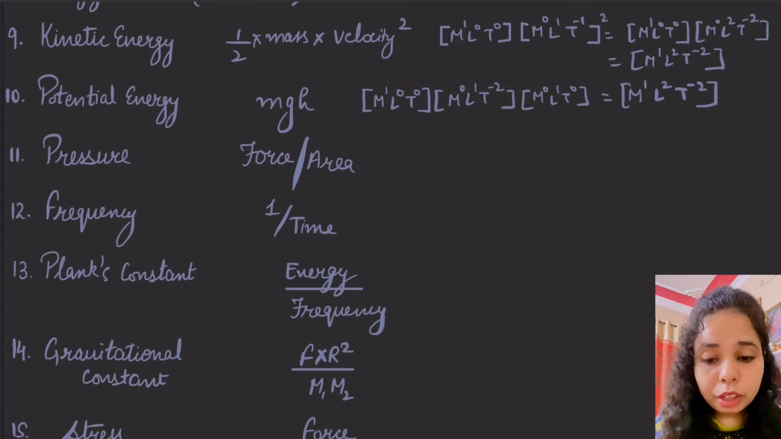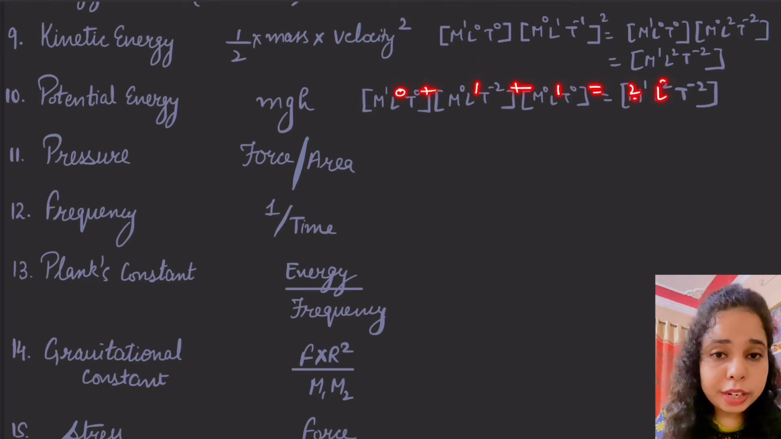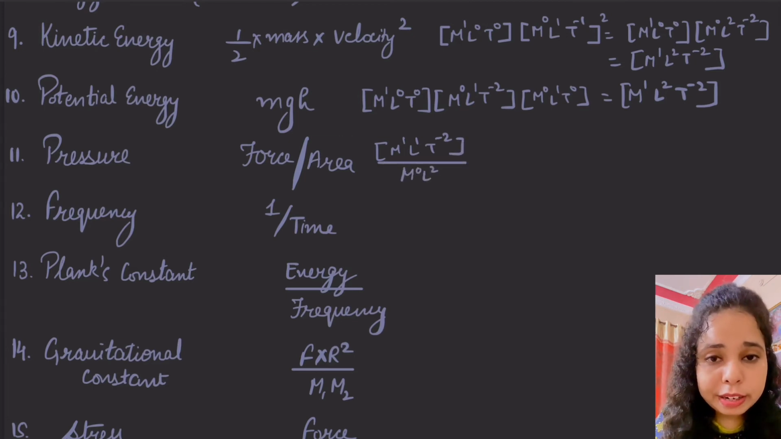So now we will talk about another physical quantity, that is pressure. In case of pressure, we have the formula force upon area. For force, we have the dimensional formula m1 l1 t minus 2. For area, we have the dimensional formula m0 l2 t0. Taking l2 in the denominator, we have the dimensional formula m1 l minus 1 t minus 2.